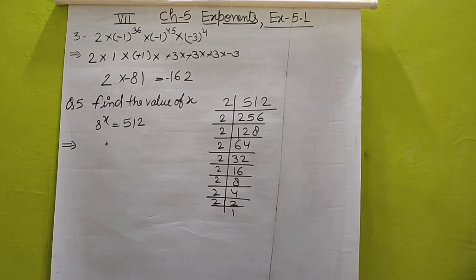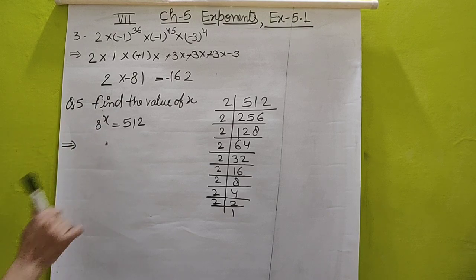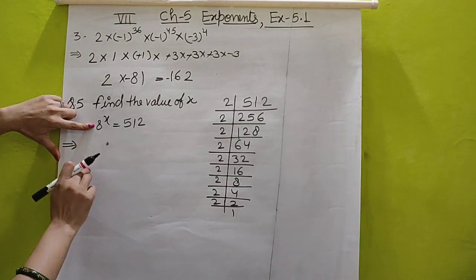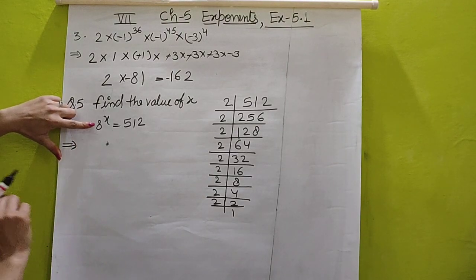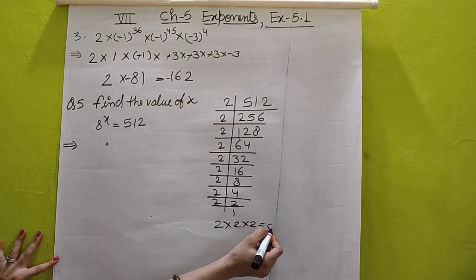Students, this question number 5 is very important, calculative and interesting. Find the value of x. 8 raised to power x is equal to 512. First of all, students, here 8 we can write as 2 multiply 2 multiply 2. If you do 2 multiply 2 multiply 2, it will be 8.